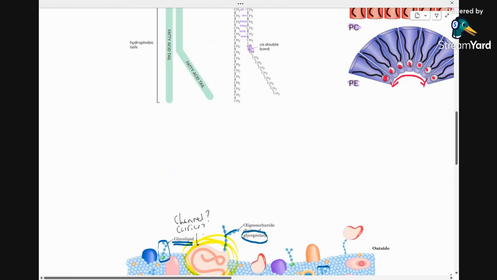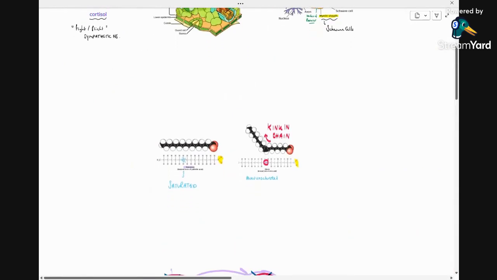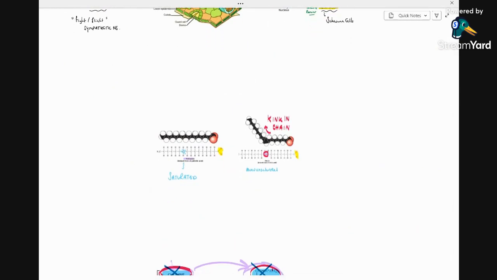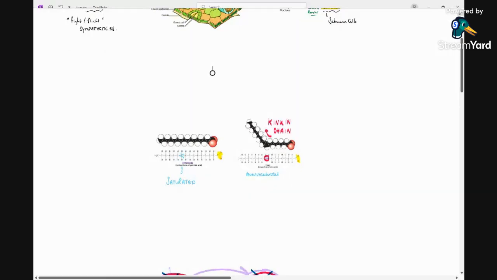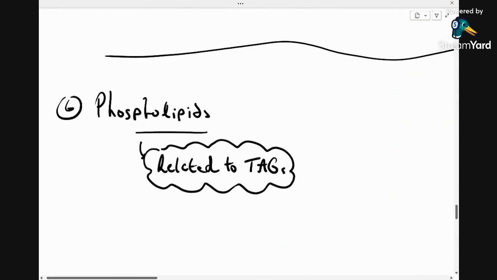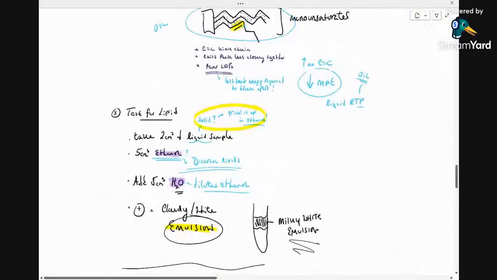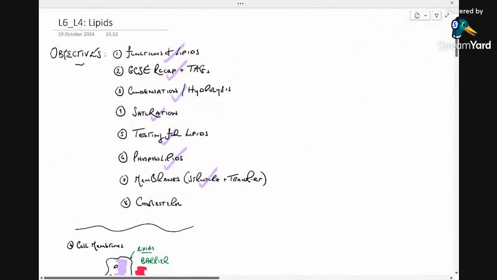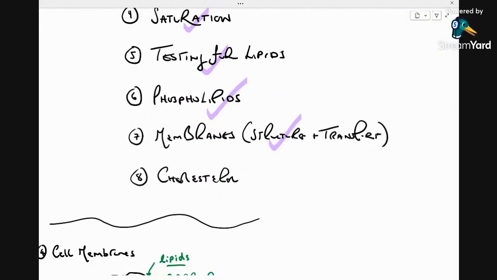So, oops, going a bit weird. If I go back to my lipids here, we've covered a lot there, probably a solid week and a half, 2 weeks of teaching, but that's now covered transport of the membranes and cholesterol.